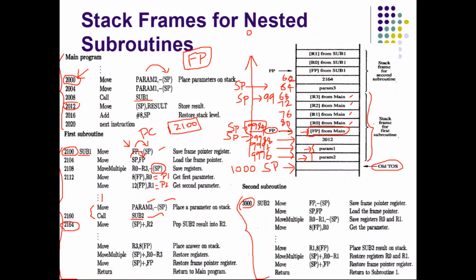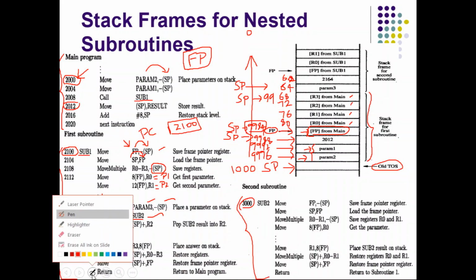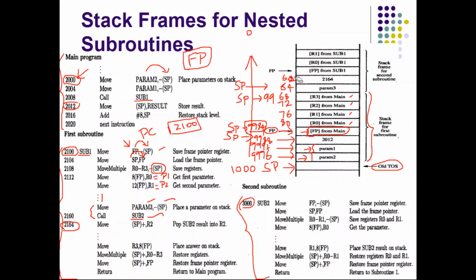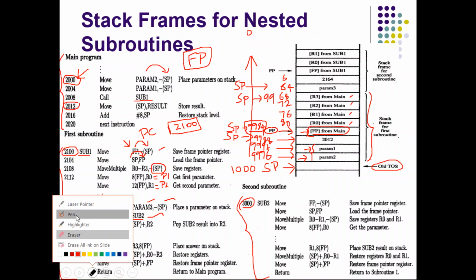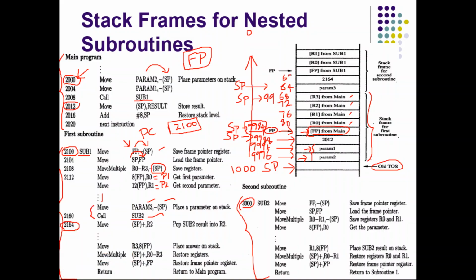what is that? 60. So SP is now, I'll write it clearly, 9960. SP is now pointing to the location 9960. Fine, and then the call happens, the call to subroutine 2.